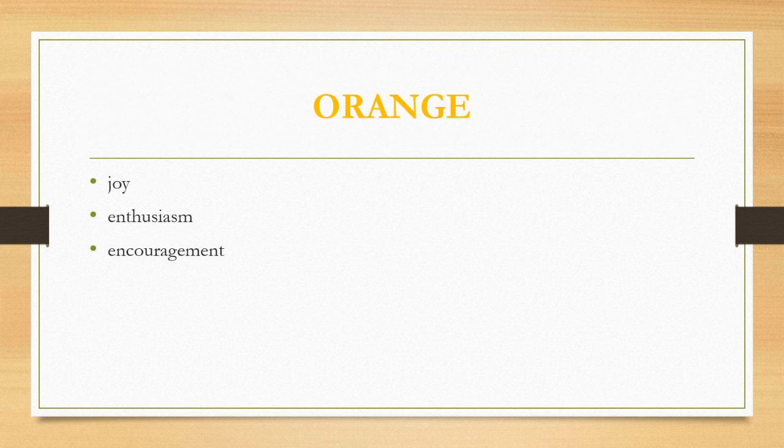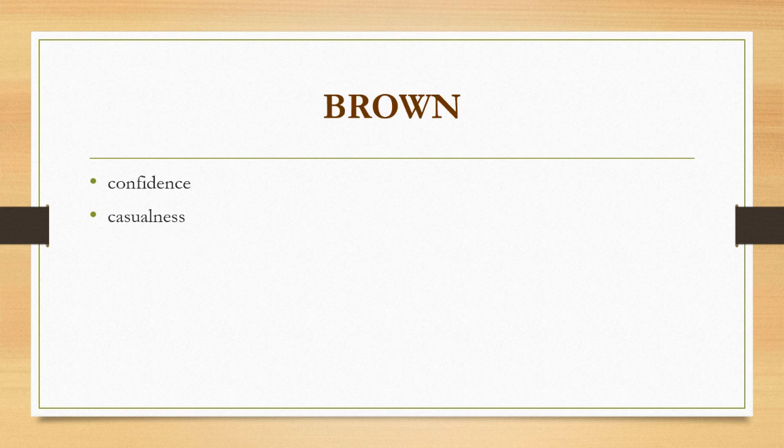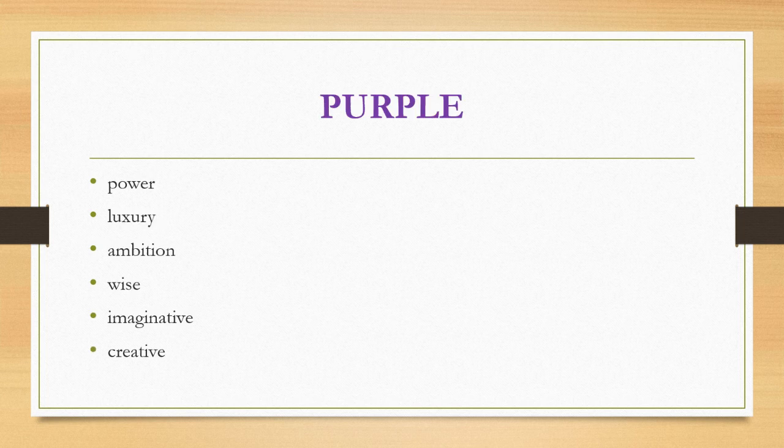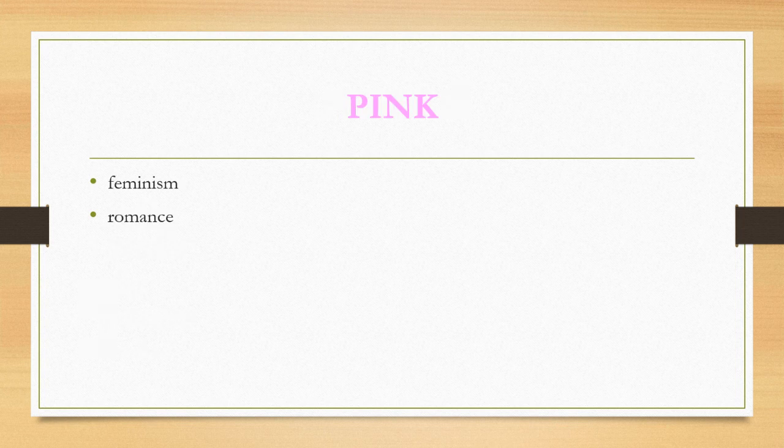Then of course we have orange. We have joy, enthusiasm, and encouragement. We have brown: confidence, casualness. We have gold, which emphasizes the emotion of wealth, prestige, wisdom. And then we have purple, which emphasizes power, luxury, ambition, wise, imaginative, and creative. And then we have pink, which is femininity and romance.